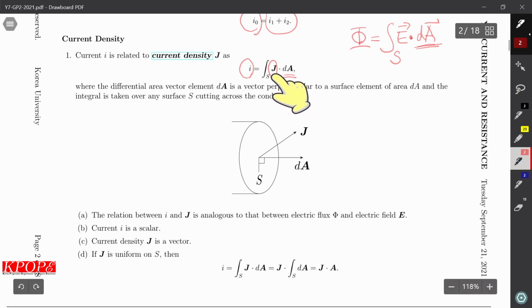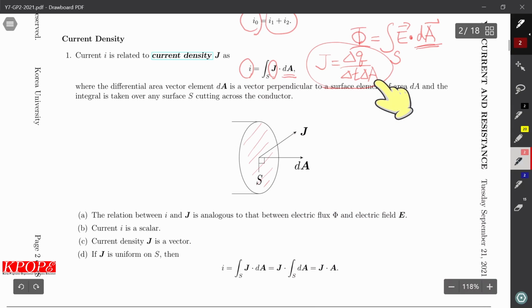So if the current density is constant, and this cross-sectional area of the surface is parallel to J, then J is delta Q over delta T, that is the current I, over delta A. So current density means the amount of current passing through the cross-sectional area per unit time per unit area.